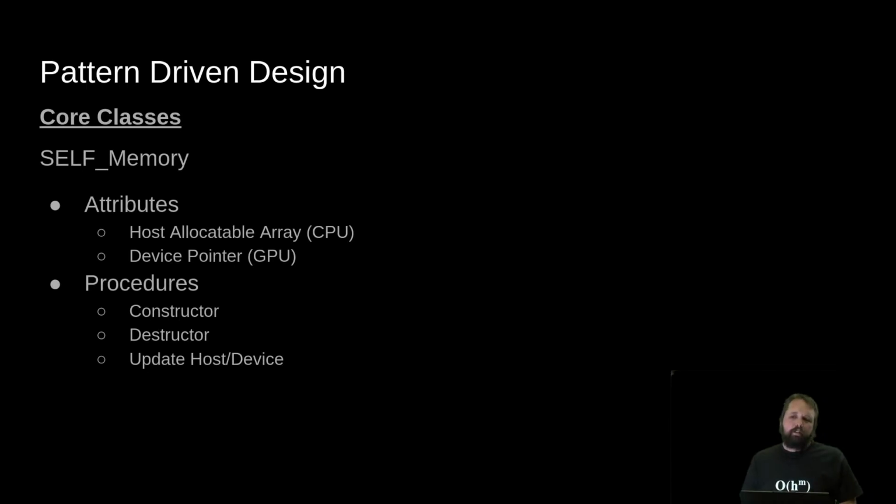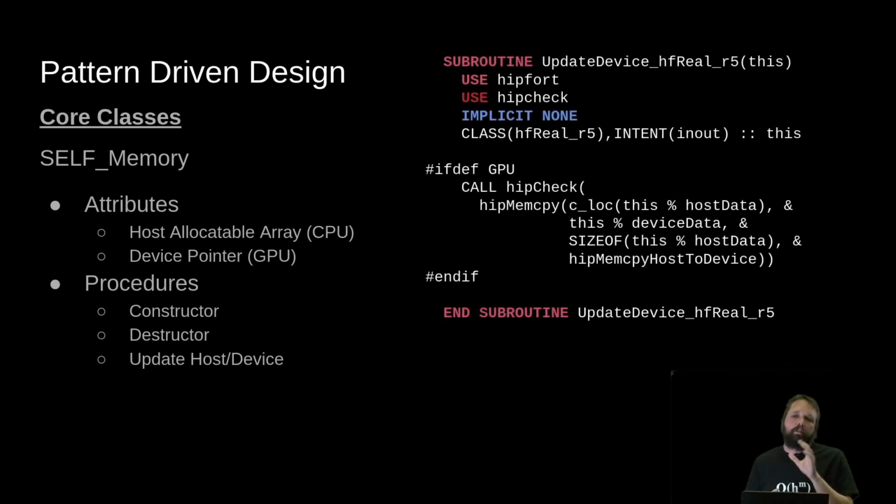To give you an idea of what that looks like, here's just one of the update device routines for one of these classes. Because in Fortran the rank of an array is fixed, we essentially had to go through and define these, I'm calling them HF reals in this case. So real meaning it's a floating point value, and we set the precision using the ISO Fortran ENV module. And then the R5 subscript here means on the CPU side that HF real array is a rank 5 array in Fortran.